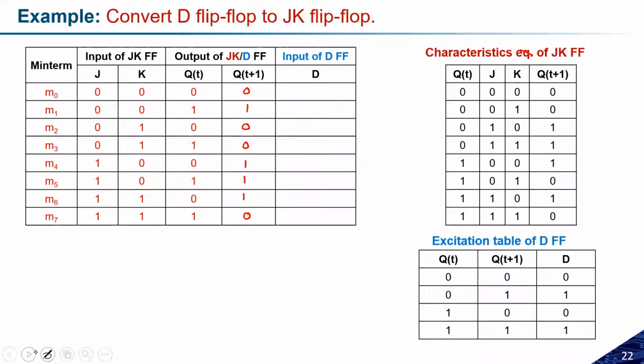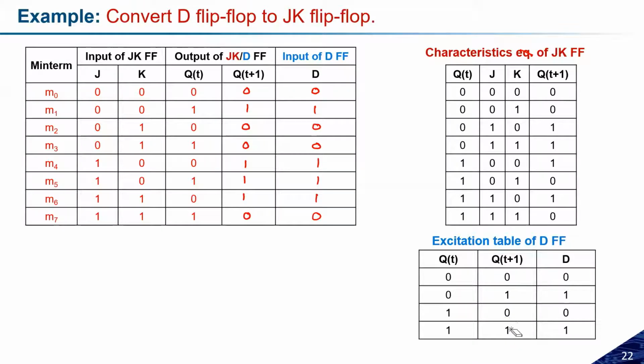So let us see how the excitation table of D flip-flop can be utilized for that purpose. The excitation table of the D flip-flop will be like this: 0, 0, 0, 1, 1, 0 and 1, 1, and with the help of this one I need to find D. Here I have a 0, 0. For 0, 0, D will be 0. For 1, 1, it will be 1. For 0, 0, again it will be 0. For 1, 0, I need to get 0. For 0, 1, it will be 1. 1, 1 will be 1. 0, 1 will give you 1. And 1, 0 will give you 0. So this is how we can prepare the input table for the D flip-flop.